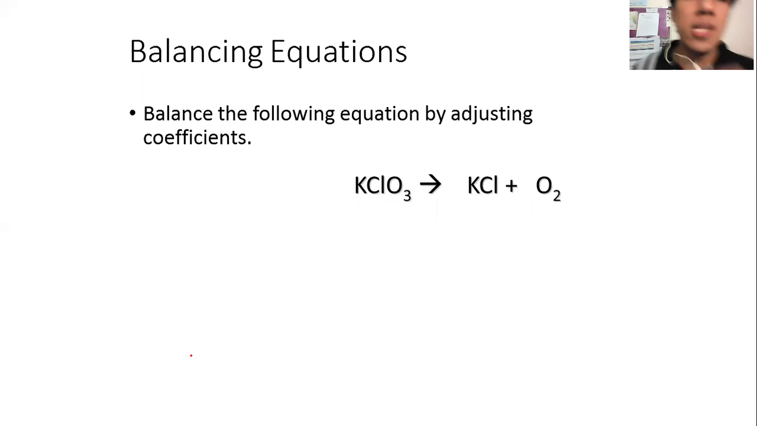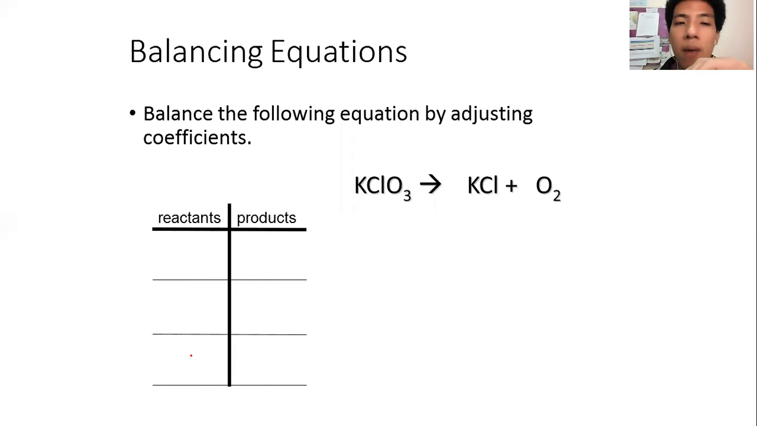Next, you have to balance the following equation by adjusting the coefficient. What is our number of reactants here? For the reactant side, we have KClO3, or the potassium chlorate, yields into KCl plus O2, or the potassium chloride plus oxygen. So for the letters K, Cl and O, we have 1 for the reactant for the potassium. For the chlorine, we have also 1. And for the oxygen, we have 3.